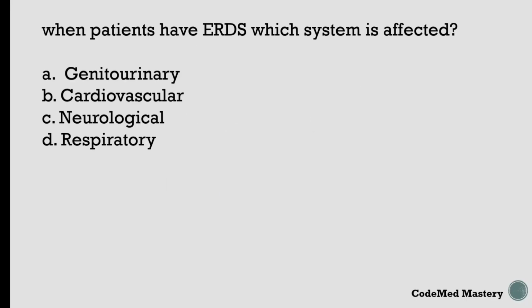Next question. When patients have ARDS, which system is affected? This is acute respiratory distress syndrome. So the right answer is option D, respiratory.